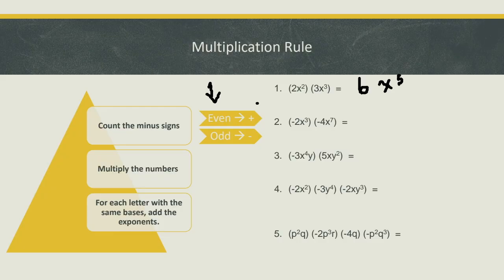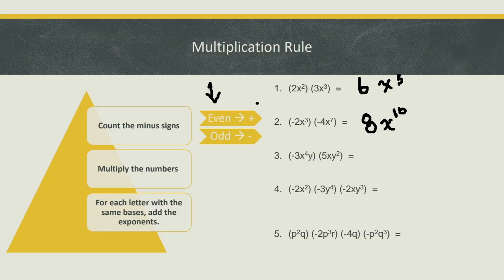In question 2, I do have negative signs, and I have an even amount. I have 2 negative signs. So my overall sign will be a positive, which I could write, but I'm not going to. And then 4 times 2 would give me that 8. And then I have x. 7 plus 3 would give me a 10, so 8x to the power of 10, and that's my final answer. So again, we're just multiplying our coefficients and making sure we keep track of those signs.